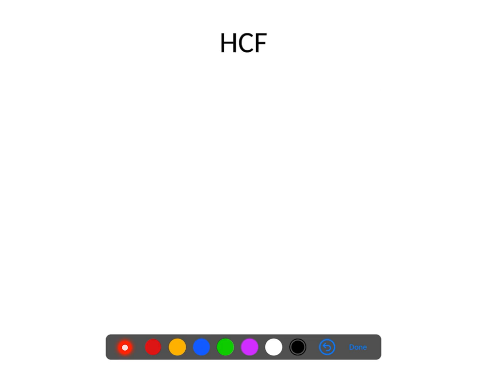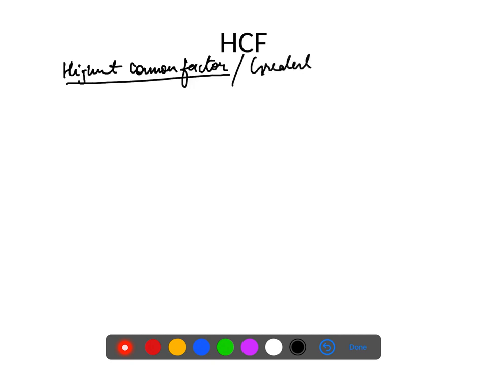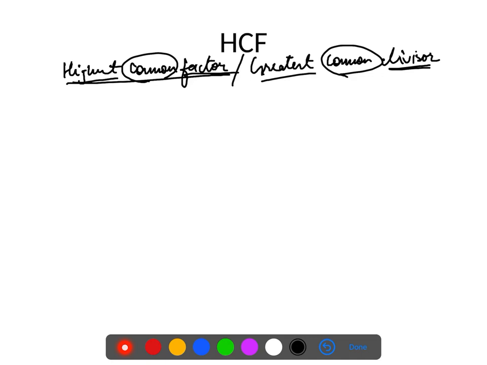Okay, now let's see HCF. So highest common factor or greatest common divisor. Okay, both are the same thing: highest, greatest, common, factor, divisor. So the word used could be either. Highest common factor could be used, greatest common divisor could also be used.